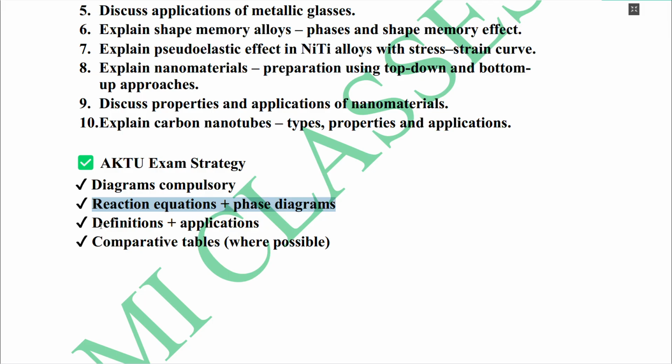The third is definitions and applications. Fourth is a comparative table where possible. So you have four strategies to gain high marks in Material Science.